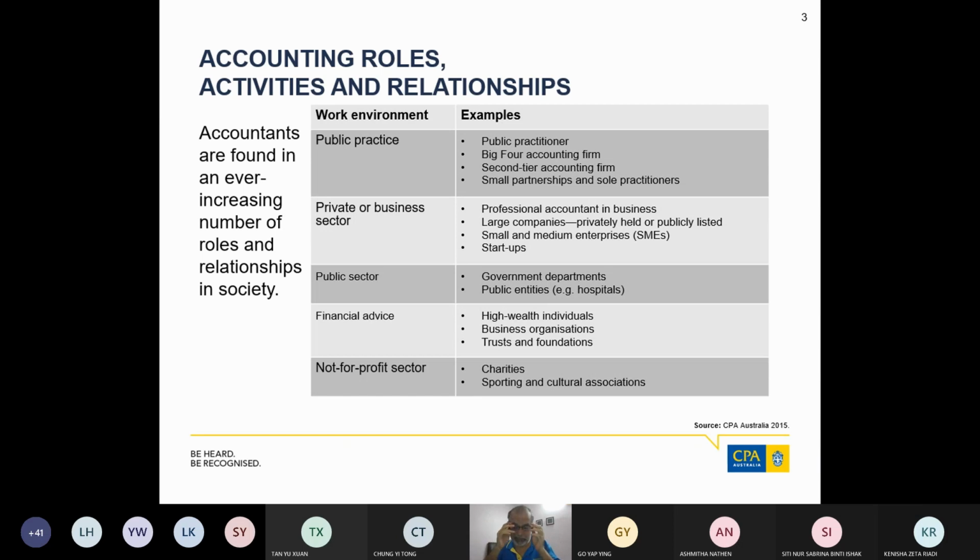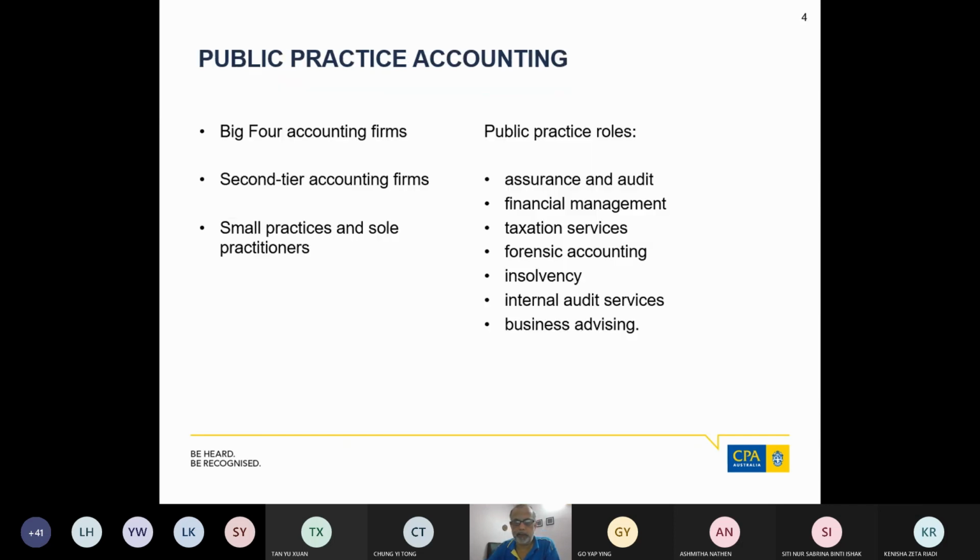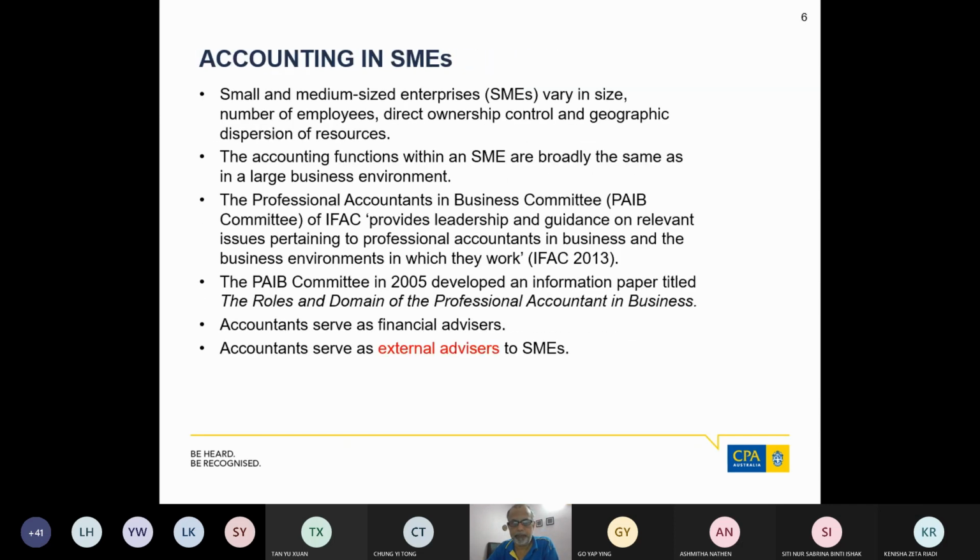5 main sectors in which accountants are found to be working. Public practice, business sector, public sector. Don't confuse. Public sector in Malaysia refers to government. Okay, in Malaysia, when you say public sector, it refers to government. And then you act as a financial advisor, or you could be in the NGO. So these are the 5 main areas in which we find accountants working. Okay, so I've gone through them individually.